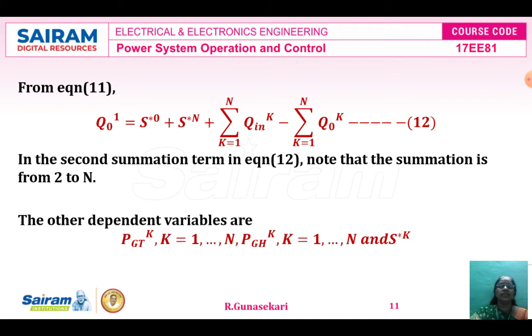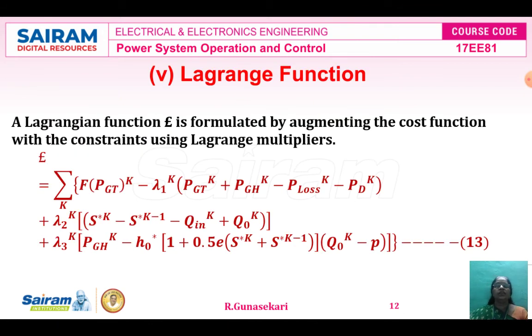Now the other dependent variables are PGT k, the thermal generation in the kth interval, k equal to 1 to n. Similarly, the hydropower generation in the kth interval PGH k, k equal to 1 to n, and then S asterisk k. S asterisk k is nothing but S k divided by del T. That is the formula. Up to the 12th equation is nothing but the dependent variables.